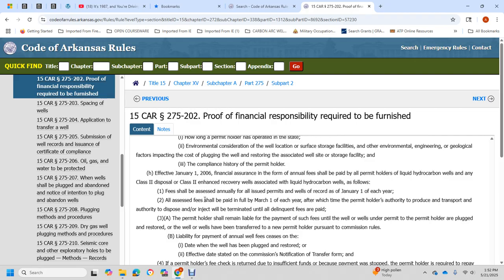which shall be paid by permit holders of liquid hydrocarbon wells and the Class 2 disposal and enhanced recovery wells associated with liquid hydrocarbon wells. The fee shall be assessed annually. The issue of the permits and wells is recorded as of January 1st each year. All assessed fees shall be paid in full by March 1st of each year.